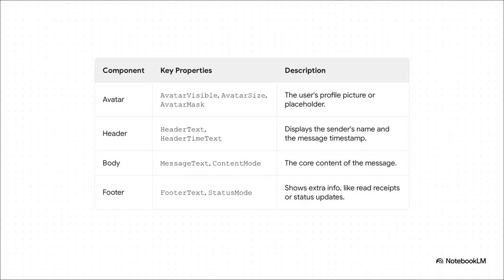Think of it like a set of building blocks. The bubble is really made of 4 main controllable parts. You've got the avatar, which you can show or hide with a property like avatar visible. Then there's the header, which gives us context, who sent it and when, using header text. The body, of course, is the heart of the message, holding the message text. And finally, the footer, which uses properties like status mode to show us things like read receipts. Each one is a totally distinct piece of the puzzle.